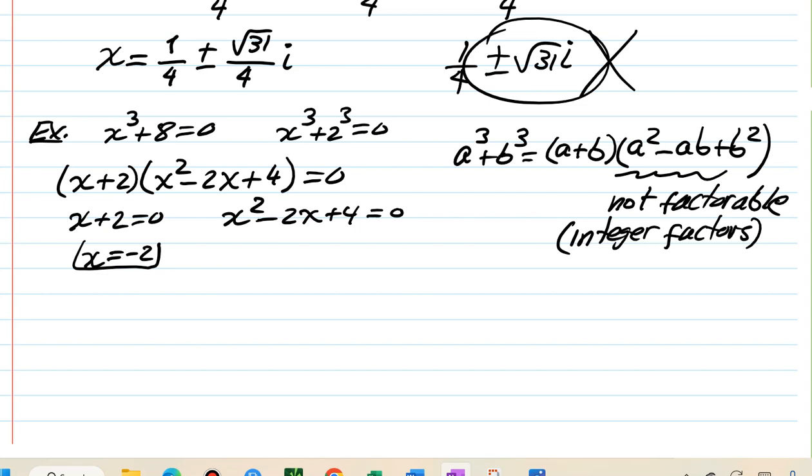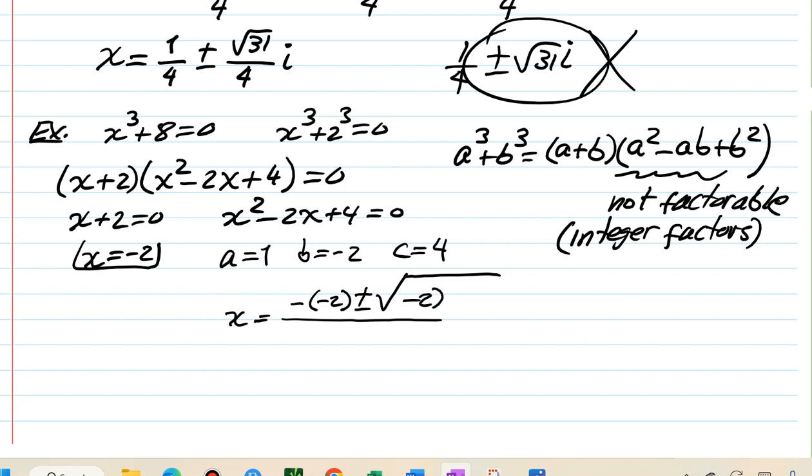All right. So this one, I won't even bother setting it up like this. Remember that work? FOIL. We're not even going to do that. Just going to use quadratic formula. A is 1, B is negative 2, and C is 4. So the solution to the quadratic equation portion of this equation is going to be negative b plus or minus the square root of b squared minus 4ac, divided by 2a, and remember a is 1.